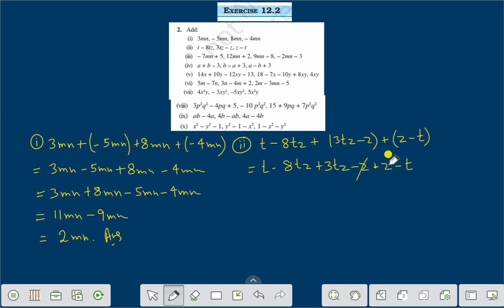So this z plus z minus z will cut, and minus t plus t will also cut. We get 3 minus 8, that is minus 5, right? Minus 5tz. The answer is minus 5tz. This is the solution of question number 2. Let's solve question number 3.